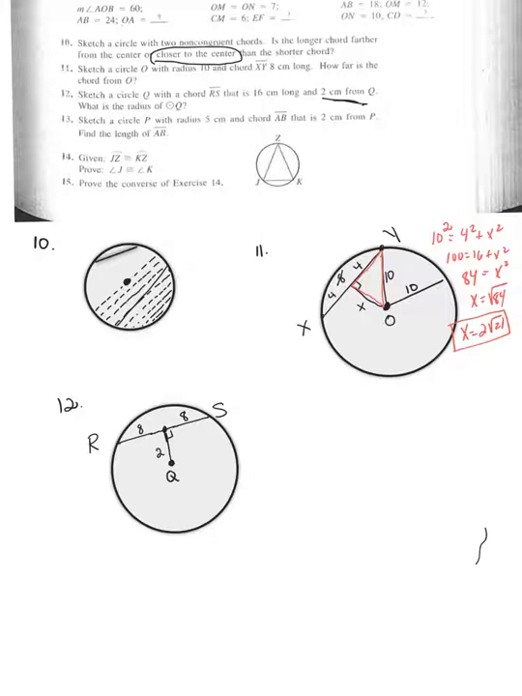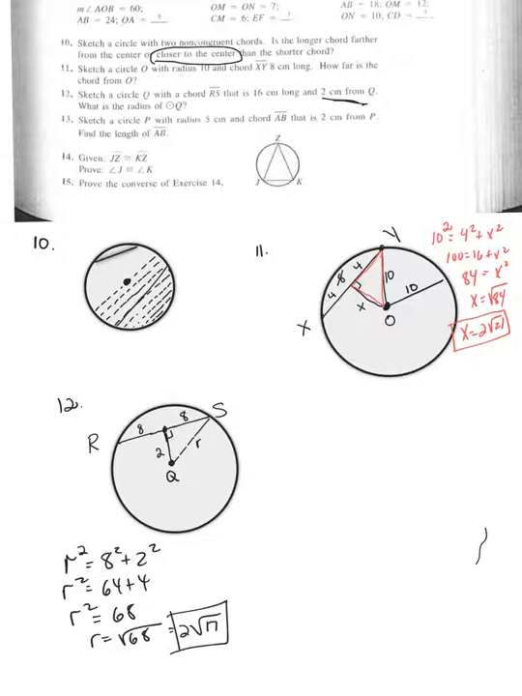What's the radius of Q? That's what we're looking for right there. Just a little old Pythag. And this time that R is my hypotenuse. So we're going to have the square root of 68. Let's see if we can simplify that. That's 2 times 34, so it's 4 times 17. So this is going to be 2 root 17 in simplest radical form or in exact form.